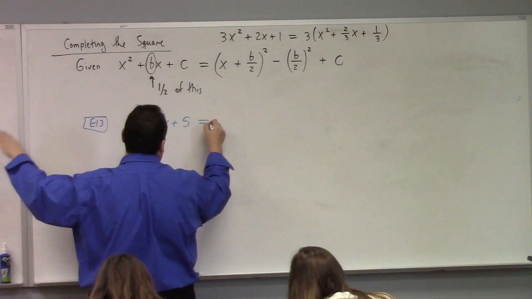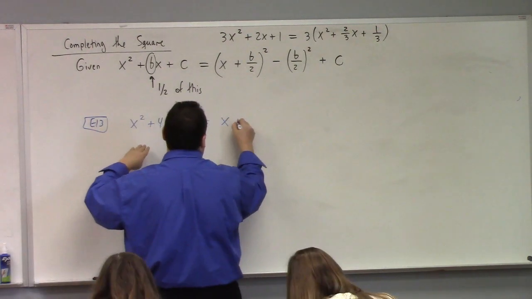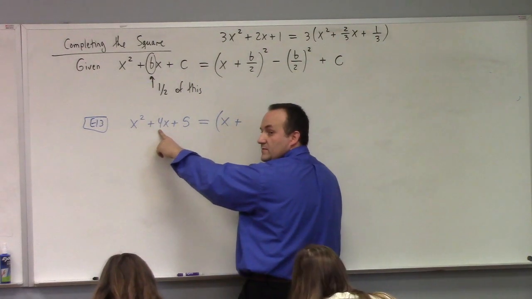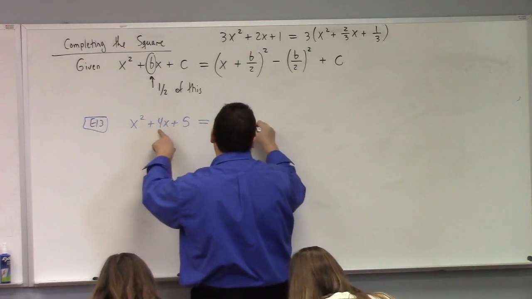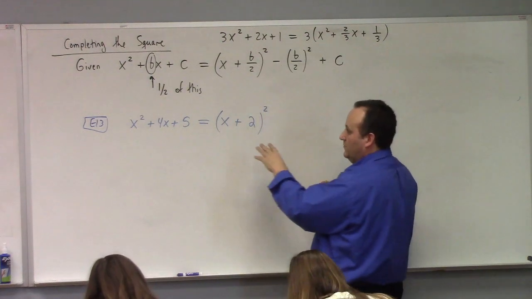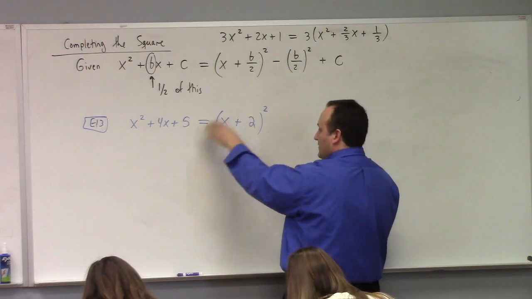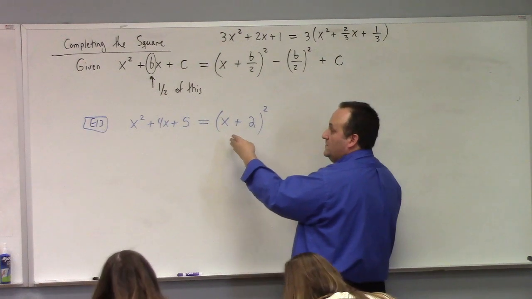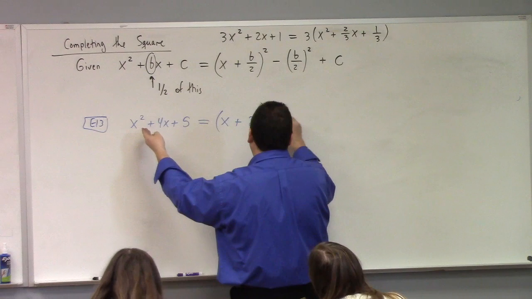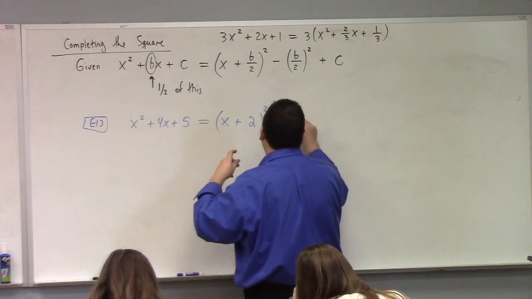We complete the square. We take x, we add, look at the 4. What's half of 4? 2. So we do (x + 2) squared. All right. Now, what is this? If you multiply this out, you've got x squared plus 4x plus 4. So I have to subtract 4 to be fair.